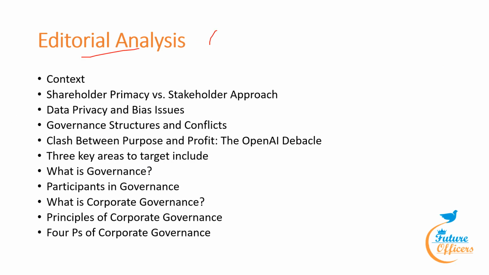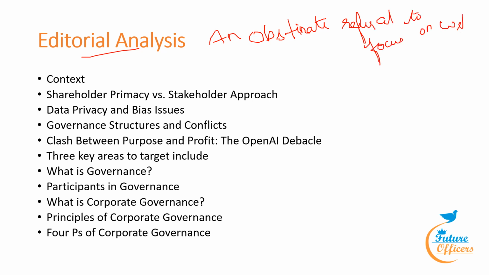So our editorial analysis topic is an obstinate refusal to focus on welfare. So first we have to know about the context. The article discusses the tension between profit making and social responsibility in corporate governance, particularly in AI development. It explores challenges like privacy concerns and algorithmic biases, examining how companies like OpenAI and Anthropic are adopting alternative governance structures while questioning the sustainability of these models in a profit-driven market.